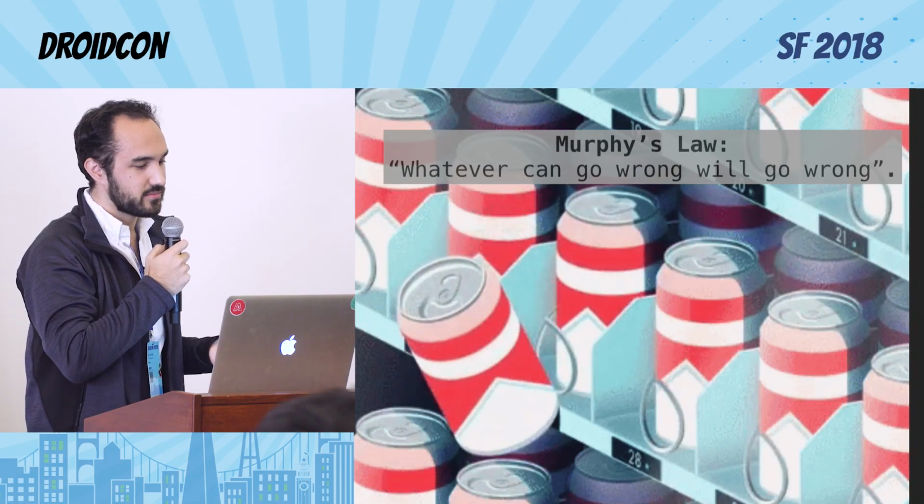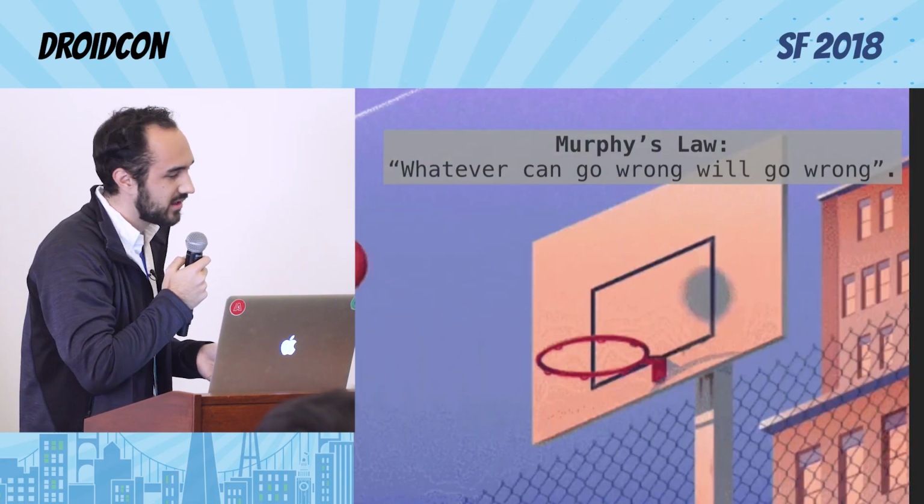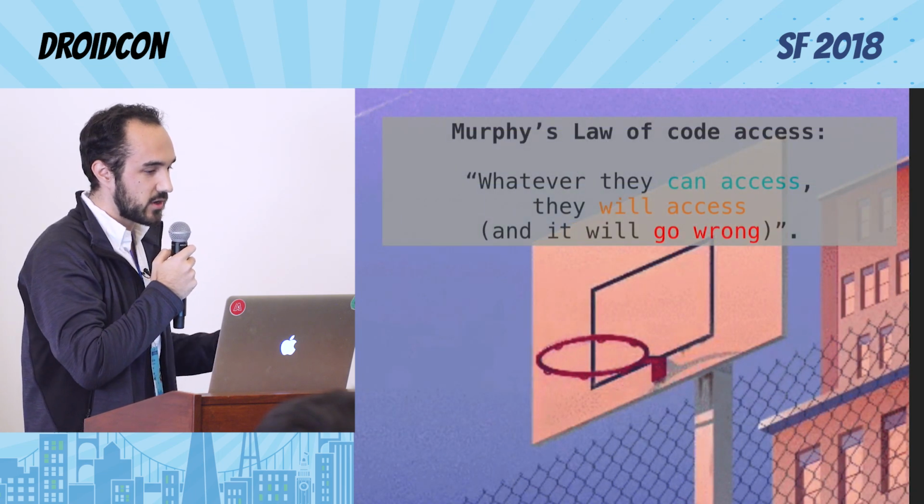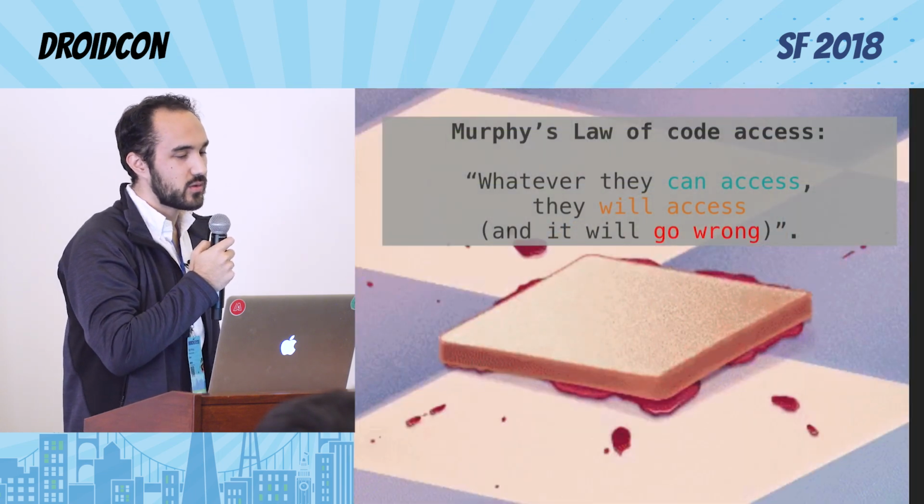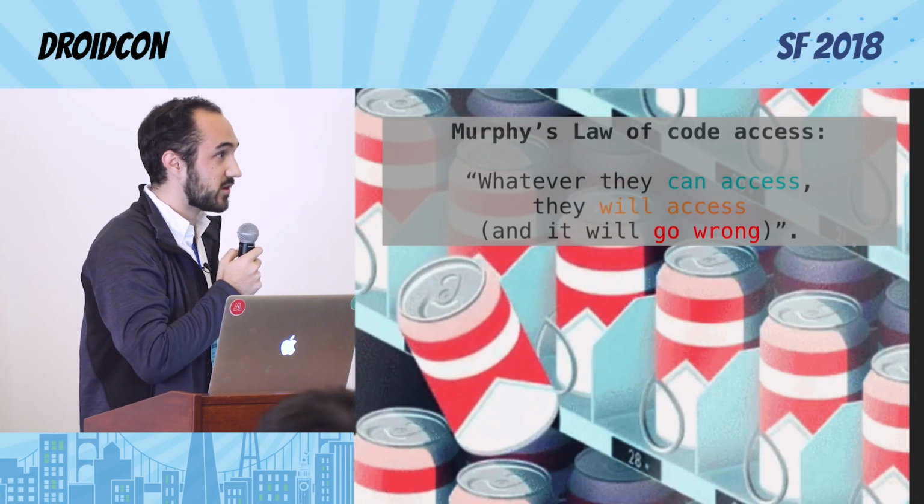We've probably all heard of Murphy's Law, which is that whatever can go wrong will go wrong. I want to propose an amendment to this, which is Murphy's Law of code access. And that's that whatever they can access, they will access, and it will go wrong.